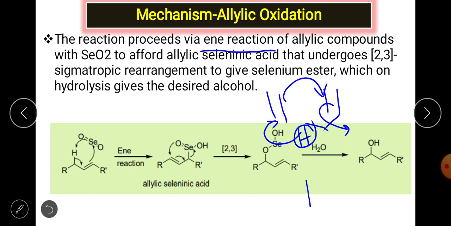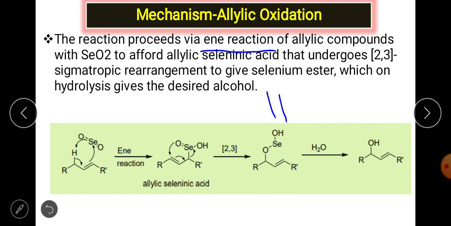So what will you get now? You will get this type of structure. This is the hydrogen, this will be a newly formed bond, and this will be the molecule. This type of reaction is called the ene reaction, and the same mechanism proceeds in this allylic oxidation. So first of all, in allylic oxidation, the reaction proceeds via ene reaction of the allylic compound with selenium dioxide, which affords the selenic acid that undergoes a 2,3 sigmatropic rearrangement to give the selenium ester, which on hydrolysis gives the desired alcohol. So there are two steps.